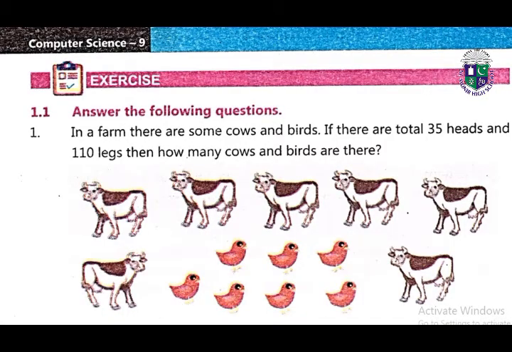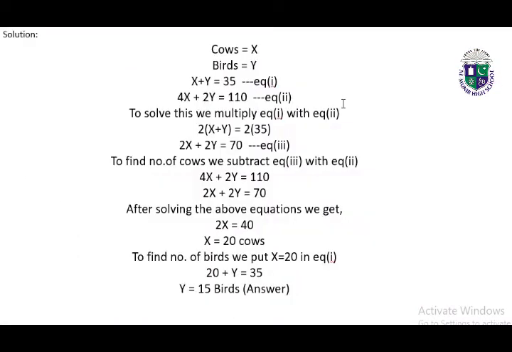First question in our exercise is about a farm where there are some cows and birds. If there are a total of 35 heads and 110 legs, then how many cows and birds are there? So here we have the solution.